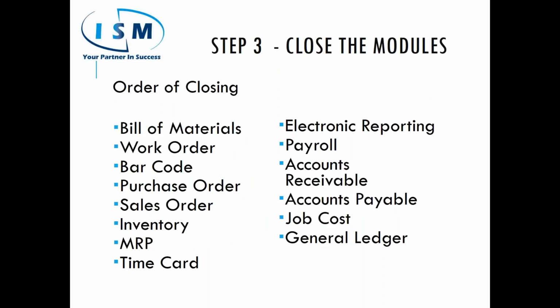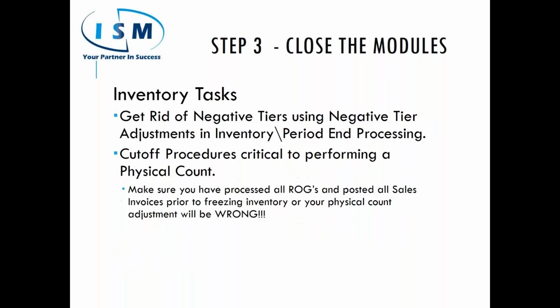All right, and another part that is really, really important is your order of closing. It's critical that you follow this. Some modules impact other modules when you're closing, so if you go out of order, it could cause an issue. You want to go into your bill of materials, work order, barcode, purchase order, sales order, inventory, MRP, time card, electronic reporting, payroll, AR, AP, job cost, general ledger. Assuming you have all of those, some of those modules you may not own, but you'll still want to go in that order.